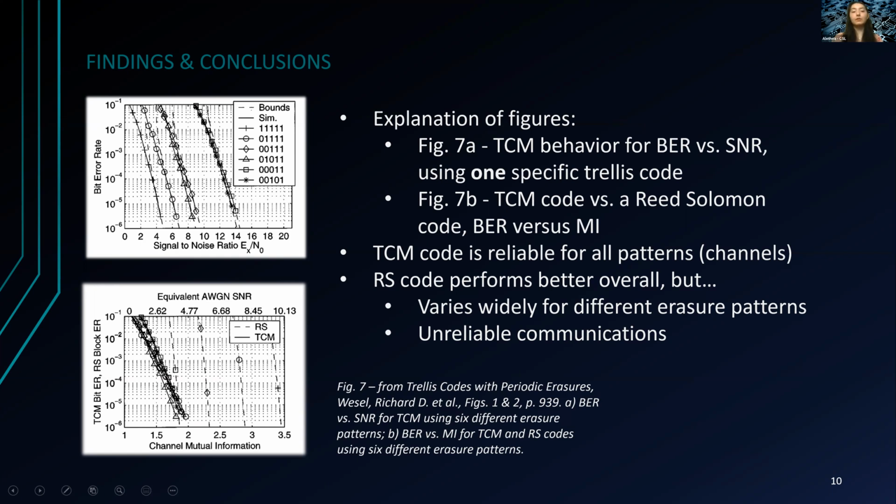You can see that the Reed-Solomon code behaves very differently for the 6 different erasure patterns, whereas the trellis code is all pretty much in the same area, which means that it's going to be much more reliable for all the different erasure patterns, which is really important because we can't always predict what bits are going to be erased by the channel, and so this trellis code is going to be much more reliable in general.